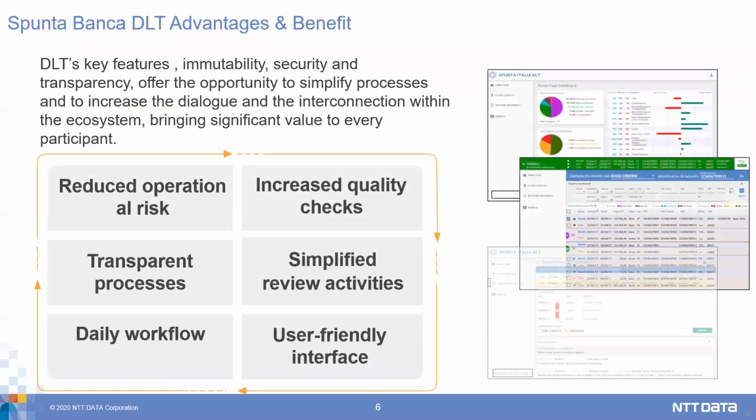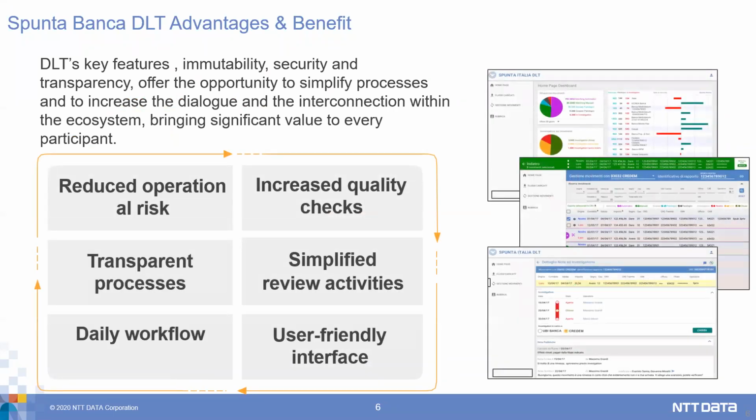Which were the main benefits of the project, and what were the advantages that they expected? The first one was reducing the operational risk. This is because, as you can imagine, if you do reconciliation monthly, you have one month waiting and you don't know what happened in that month. So you will learn what happened and understand it only after one month, and that's a big risk.